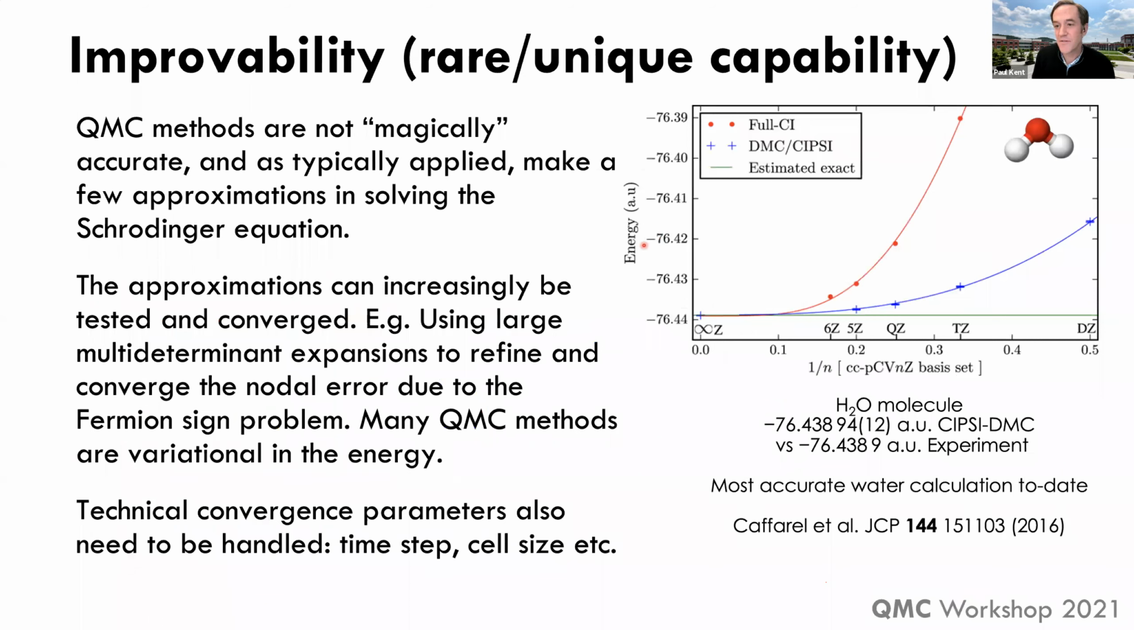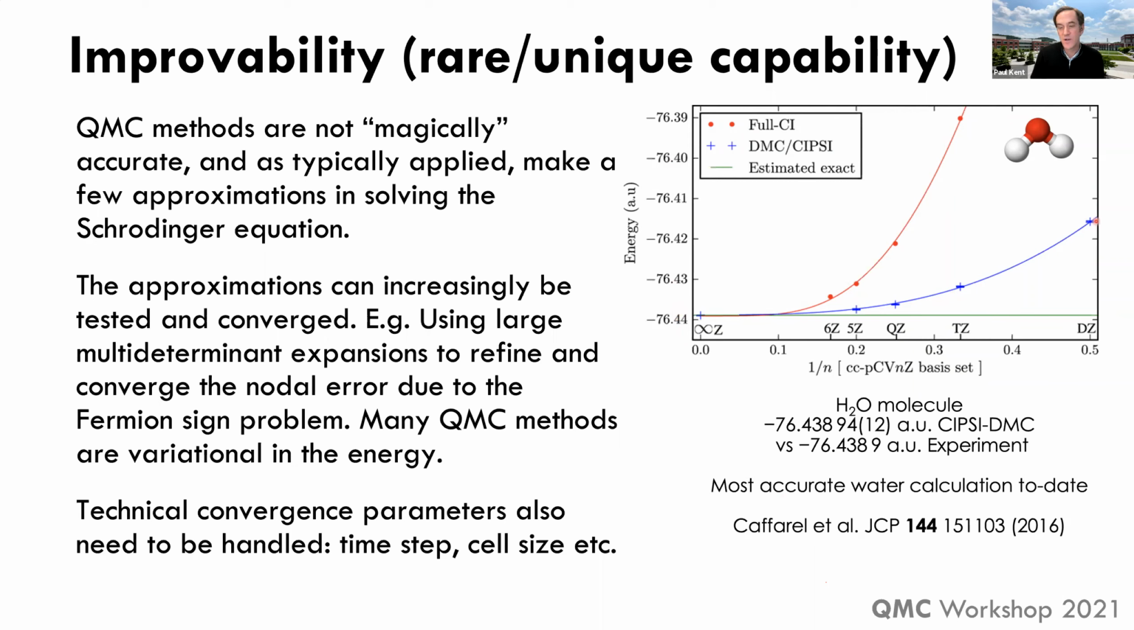So the next point is about the improvability of these methods. Now, of course, it's worth stating that quantum Monte Carlo methods are not magically accurate. There are things that need to be done to make these improvements. And actually here I'm going to show a result of actually doing that. This is from Michel Caffarel and his group, looking at the water molecule. And so here we have energy, and the methods are actually variational in the energy as run here. So we know formally that lower is better. That's a nice feature of the methods.